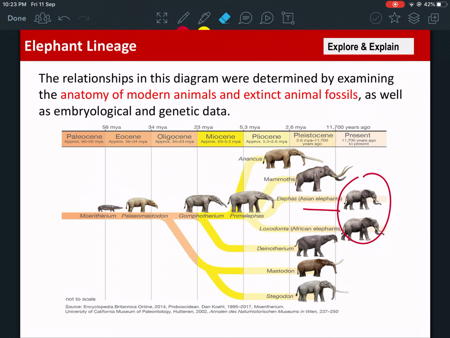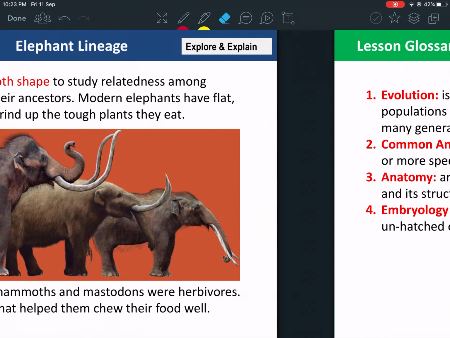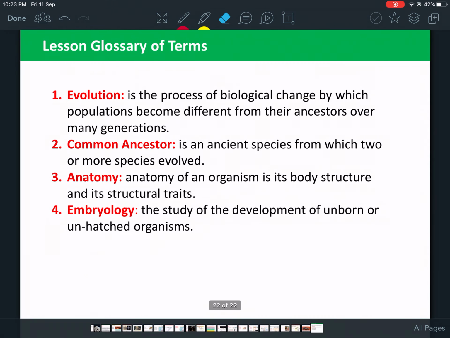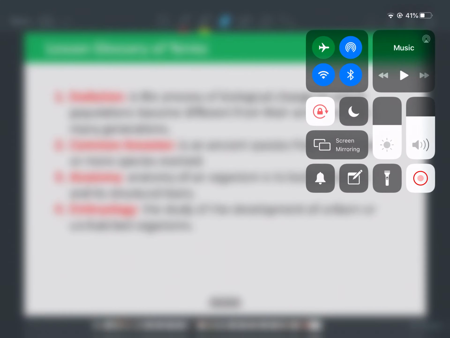So that's basically the whole lesson. This is the lesson glossary of terms. If you have any questions, please don't hesitate to ask. Do the lesson activities of the day. Thank you.